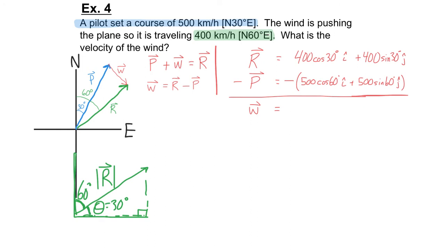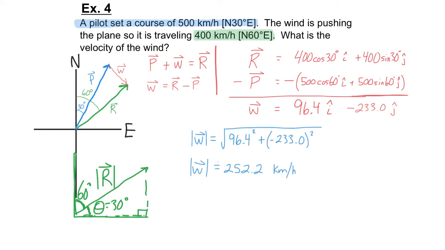Okay, so let's add these together. 400 cos 30 minus 500 cos 60. That's 96.4 i hat. Now the y coordinate, 400 sine 30 minus 500 sine 60. It's minus 233.0 if I round, j hat. So for the wind, I have the x component and the y component. It looks like the wind is going in the east direction, the positive x direction, and then in the negative y direction, which is south. So east, then south. Now we just need to find the magnitude and the angle for the direction.